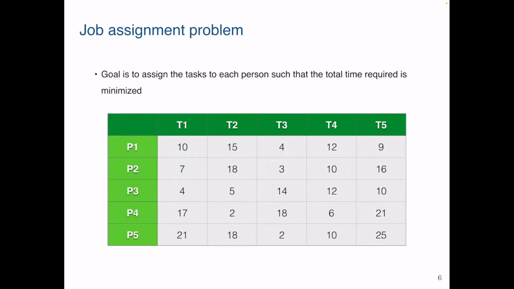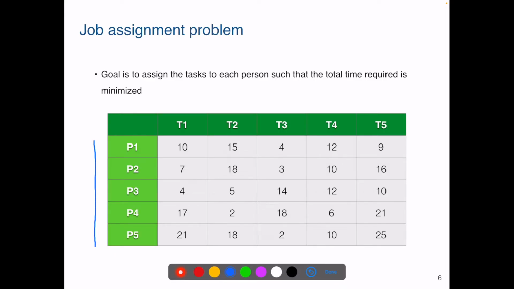Suppose we have n persons and n tasks. Each person is to be assigned to one of the tasks. Because people have different skill sets, the time required to complete the tasks can be different for each person. Our goal is to assign the tasks in such a way that the total time required is minimized. For instance, suppose we have 5 persons, P1, P2, P3, P4, and P5, and 5 tasks, T1 to T5. We can represent the time requirements with a matrix.